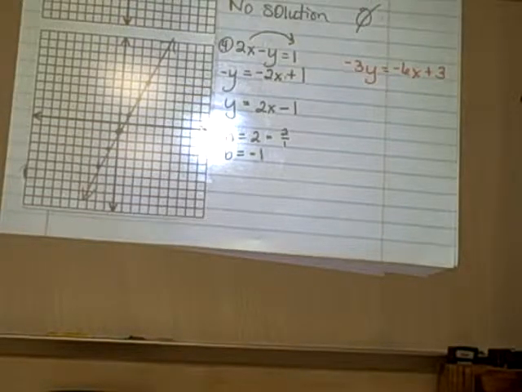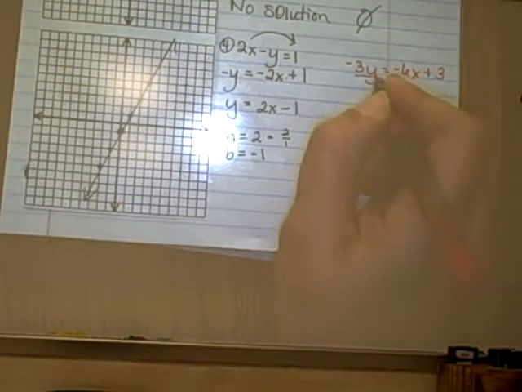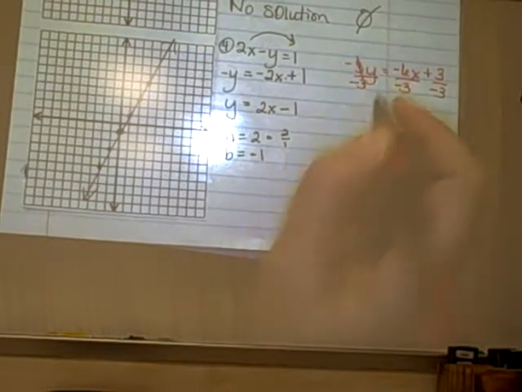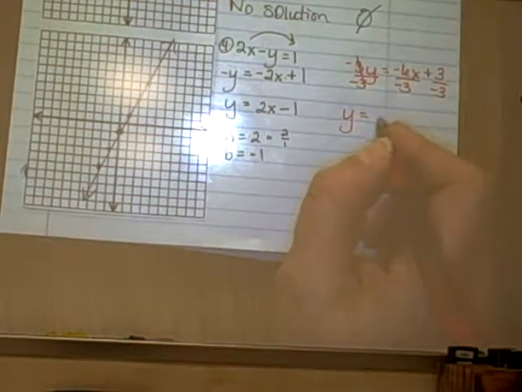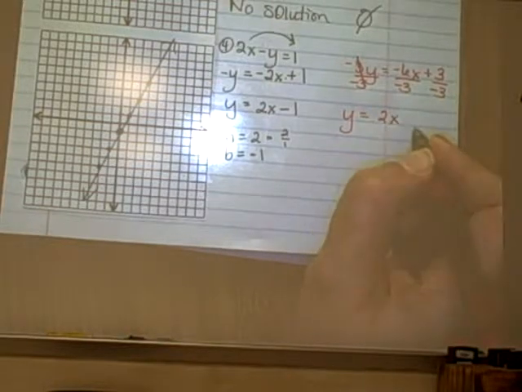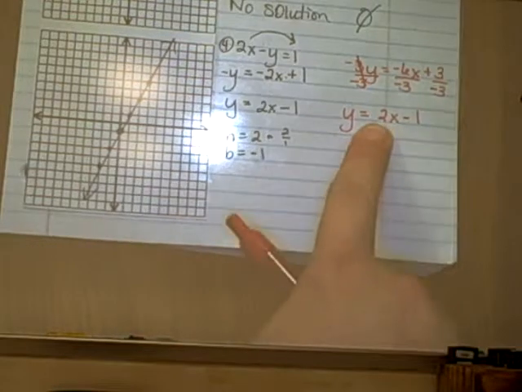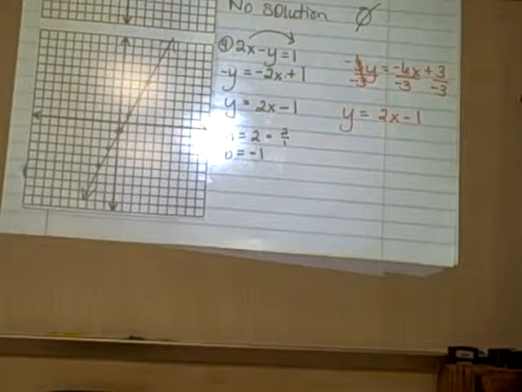Okay, on the second equation, they've already moved the x for you, but you still have to take care of one thing. What do we have to do? We need to get rid of that negative 3. So we're going to divide every single thing there by negative 3. That gives me 1y equals a negative over a negative becomes a positive, and 6 divided by 3 is 2x. And then this one becomes a negative 1. What do you notice about that one versus that one? They're exactly the same, right?